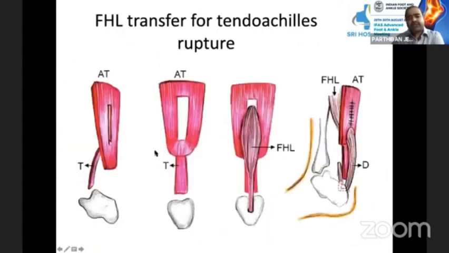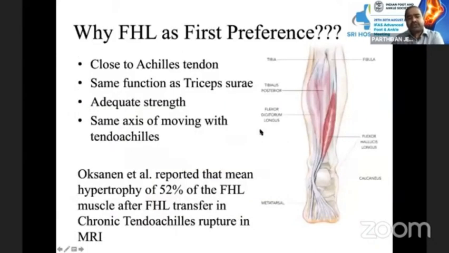This is the FHL transfer for tendoachilles rupture, where you augment with the turn down as well, along with the FHL tendon. Why FHL? Because it is close to the Achilles tendon, has the same function as triceps surae, has adequate strength, and the same axis of movement as the tendoachilles. There is a study by Ockensen et al. that reported a mean hypertrophy of 52% of the FHL muscle on MRI after FHL transfer in chronic tendoachilles rupture.